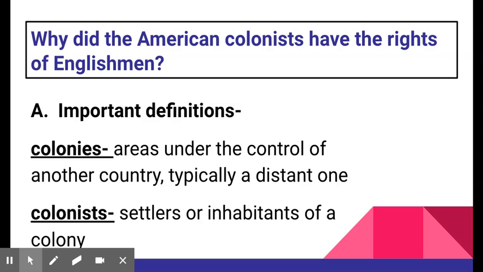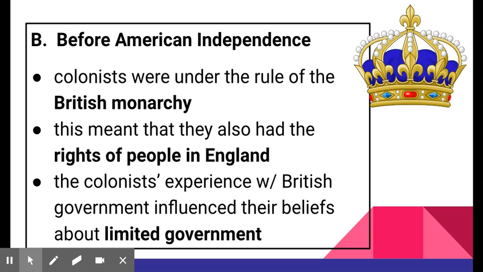So the British government helped pay for people to come to North America and settle here. And as a result, the people who were here were colonists, and they were under the rule of Britain. So specifically, colonists were under the rule of the British monarchy. That meant a king or queen, most likely a king, but there were some queens in British history. But for this time period, it will be kings.